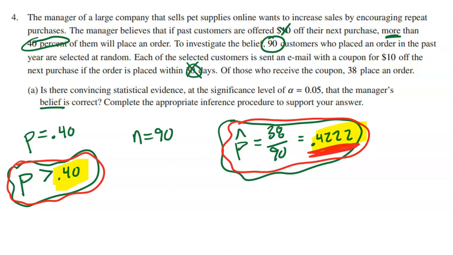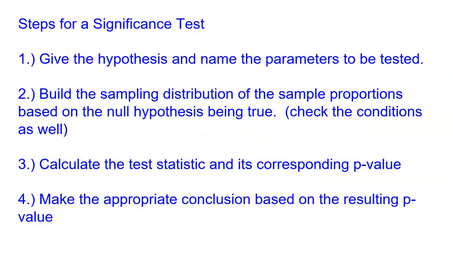But in the world of statistics, we know that things vary. So we need to build that sampling distribution to see, is 42% just a little bit bigger or is it a lot bigger? Step 3 is actually calculating the test statistic. That's going to be our z-score and the corresponding p-value. And then step 4 is actually making the appropriate conclusion to the question asked based on the p-value.